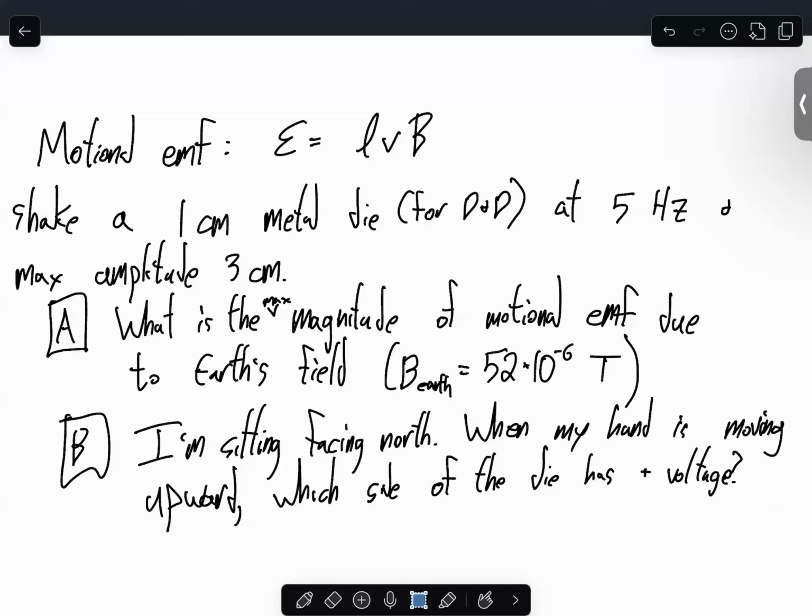It'd be cool if I played D&D in an MRI machine with that. That would be hilarious. It'll be small.